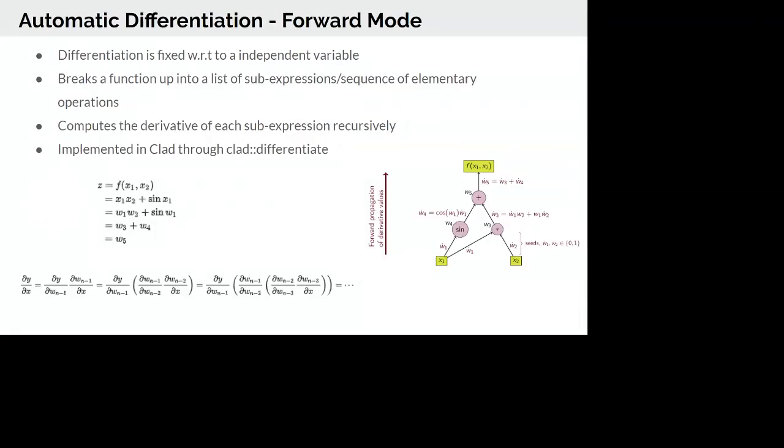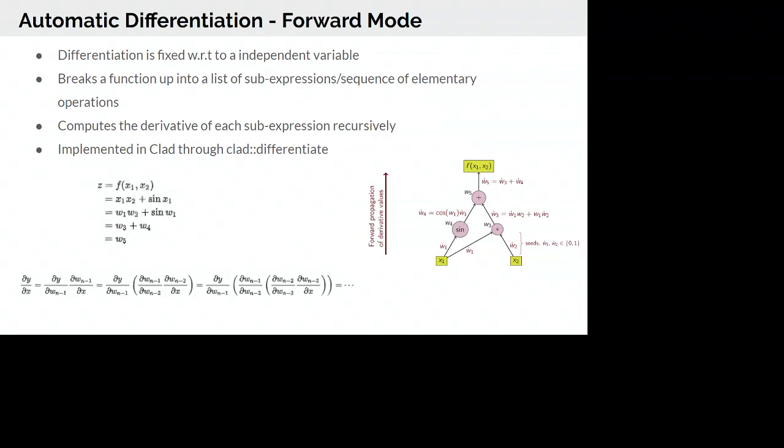So automatic differentiation. In an introductory sense, AD is essentially when you break down a function into a series of sub-expressions or a sequence of elementary operations, and then you try to apply the chain rule onto this series. And generally, AD can be split into 2 modes. The first mode is the forward mode, and the second is the reverse mode. In the forward mode, when you apply the chain rule, you try to fix the differential with respect to an independent variable. So you try to traverse the chain rule from the inside to the outside.